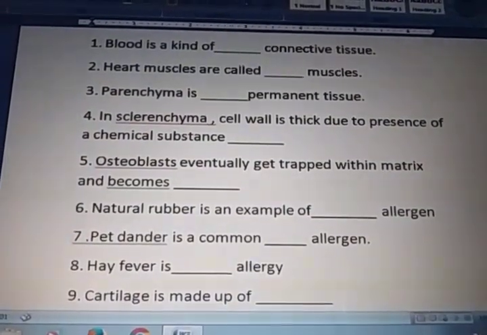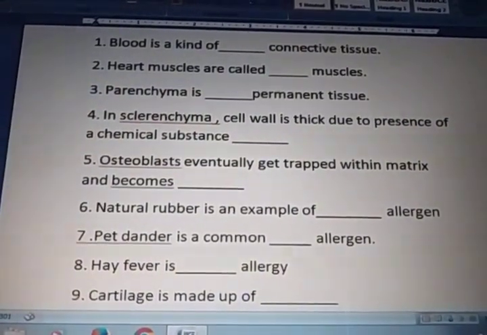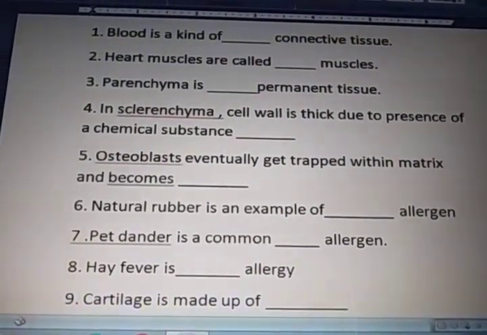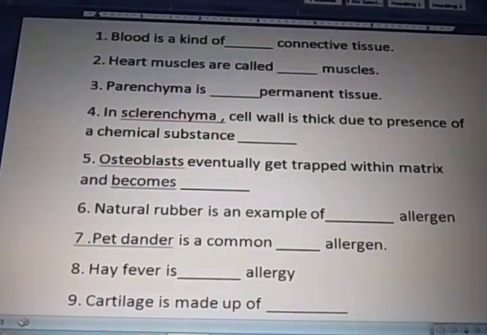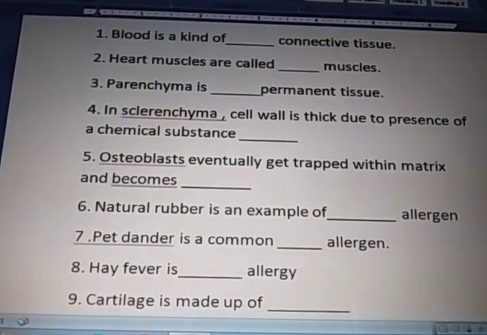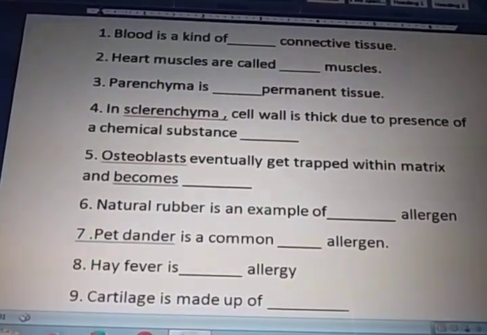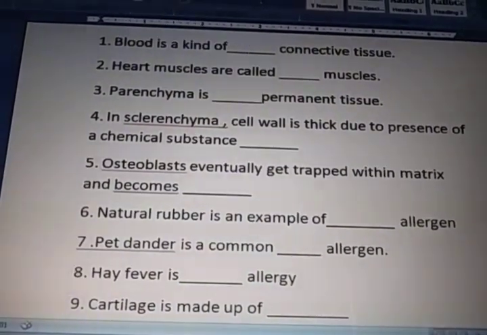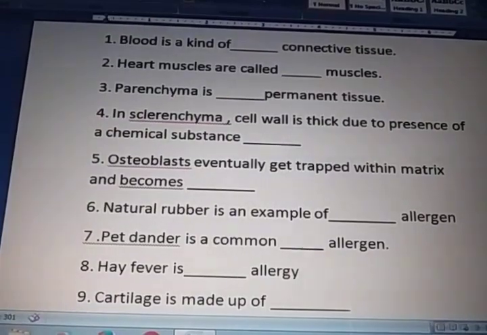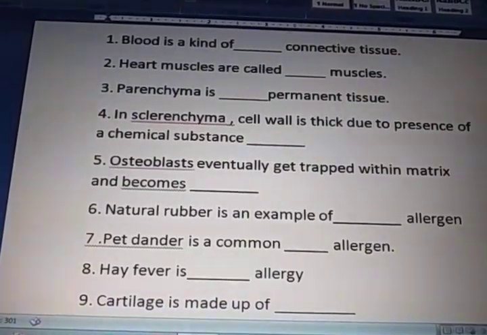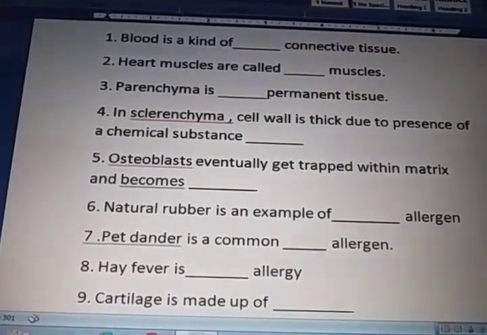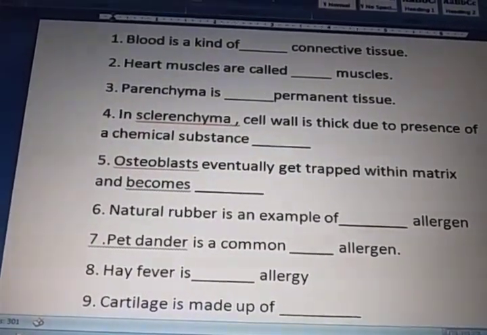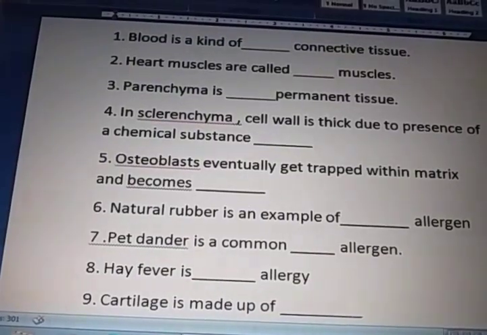First one is blood is a kind of dash connective tissue. Second, heart muscles are called dash muscles. Third, parenchyma is dash permanent tissue. Fourth, in sclerenchyma, cell wall is thick due to presence of a chemical substance dash. 5. Osteoblasts eventually get trapped within matrix and becomes dash.